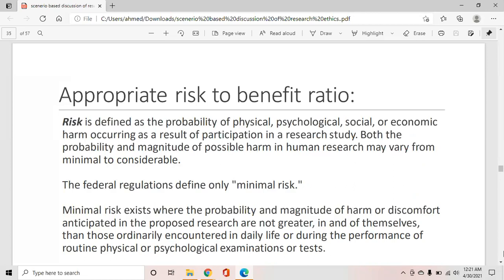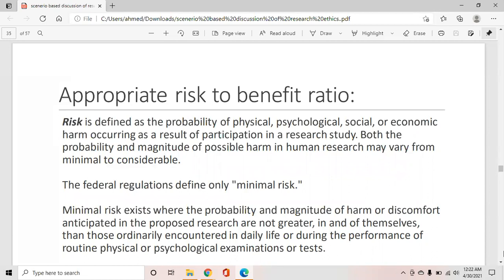Risk and appropriate risk-to-benefit ratio. This should be considered because risk is defined as the probability of physical, psychological, social, or economic harm occurring as a result of participation in a research study. Both the probability and magnitude of possible harm in human research may vary from minimal to considerable. The federal regulations define only minimal risk.